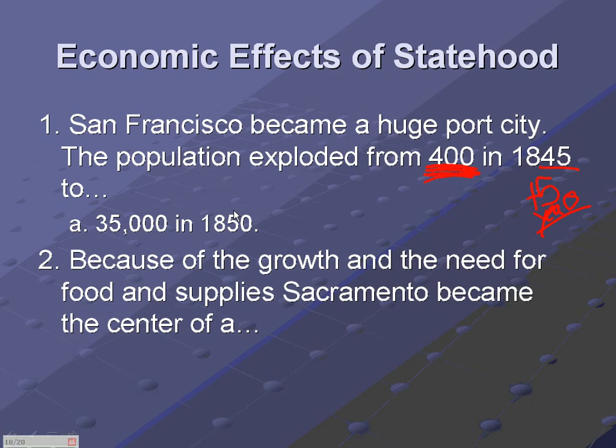And with all that growth, what are you going to need? You are going to need more food and supplies. And how are you going to get that? You're going to grow them. So towns around this, like Sacramento, became the center of a very rich farming region.